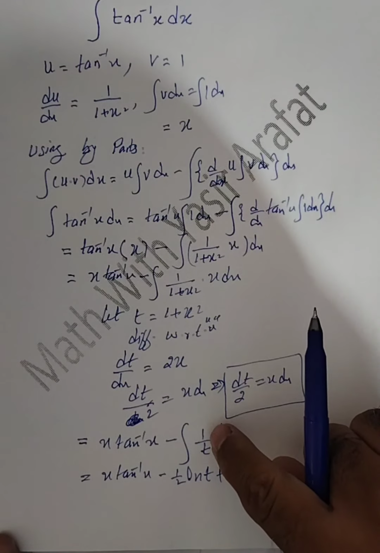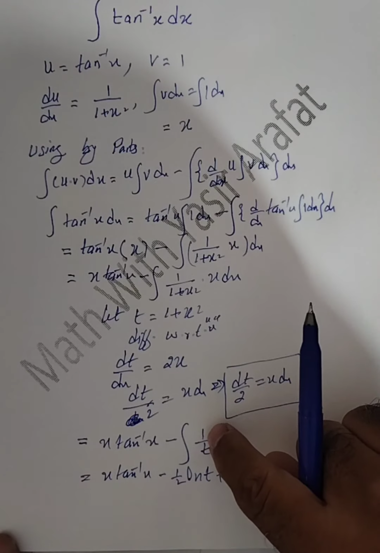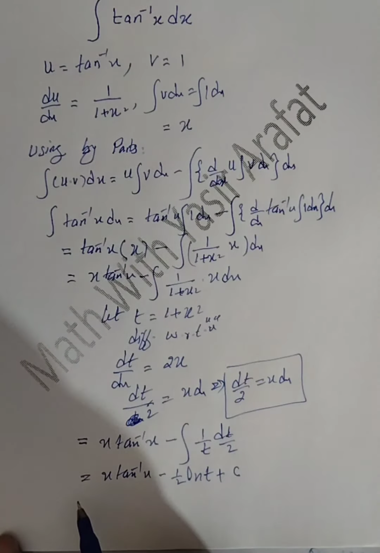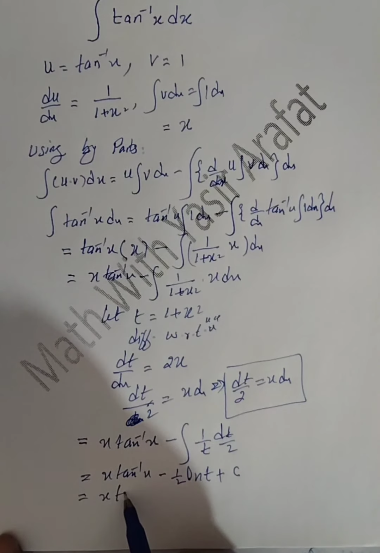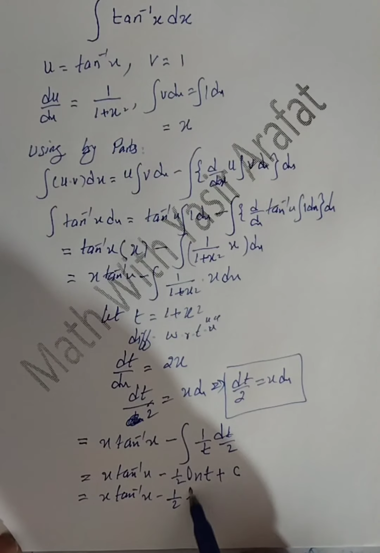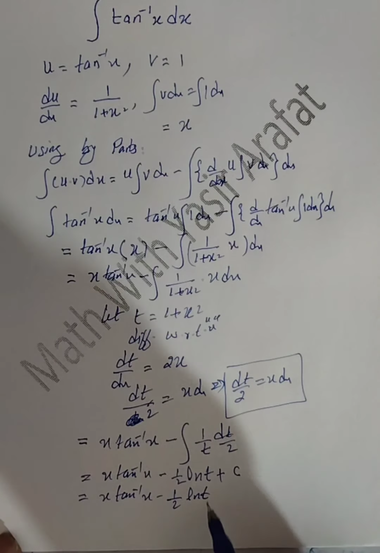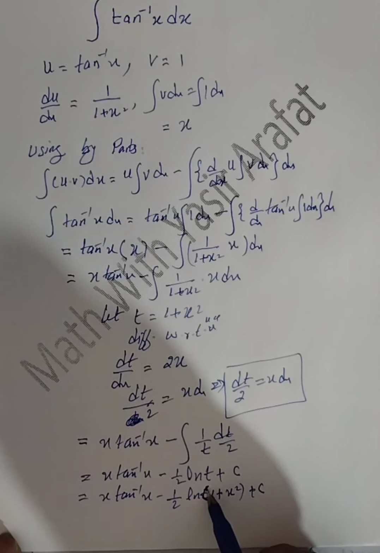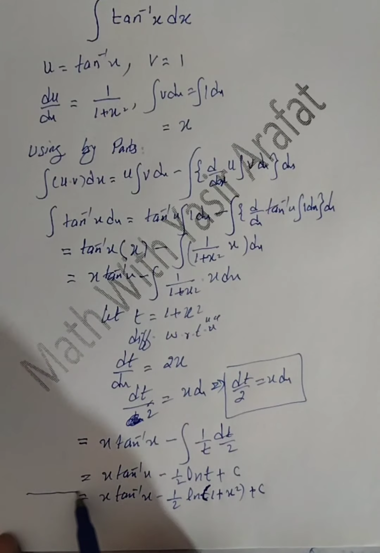Dear students, for 1 upon t, we have a formula: its integration is ln t. So we just have to put the value here. T is 1 plus x square, plus c. So this is the answer of this question.